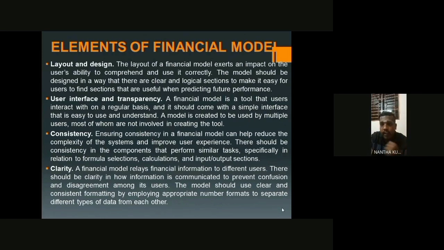Okay, the third one is consistency. Ensuring consistency in a financial model can help reduce the complexity of the system and improve user experience. There should be consistency in the components that perform similar tasks, specifically in relation to formula selection, calculation, and input or output section.